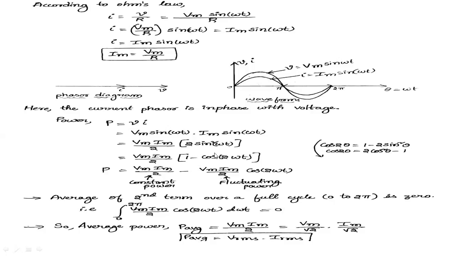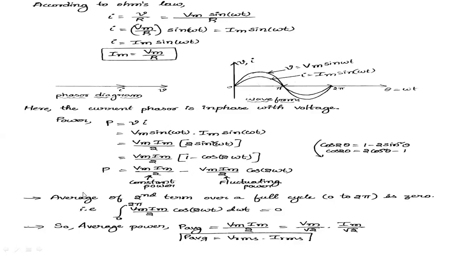Simplifying further, I multiply the outside term with the inner terms. I get one constant power, Vm Im by 2, and another fluctuating or variable power, Vm Im by 2 cos 2 omega t, because the omega t value is going to vary. Here the first is a constant power.